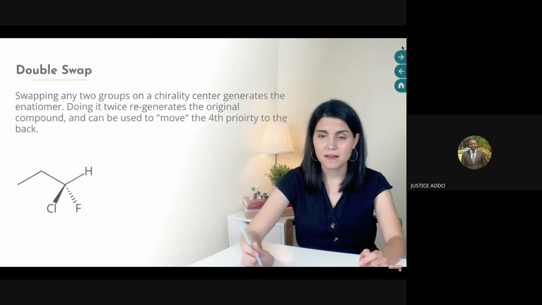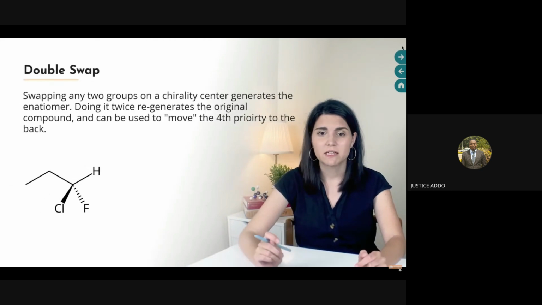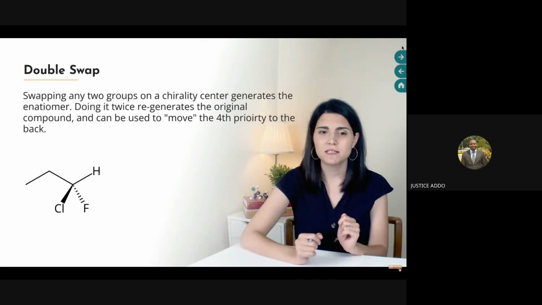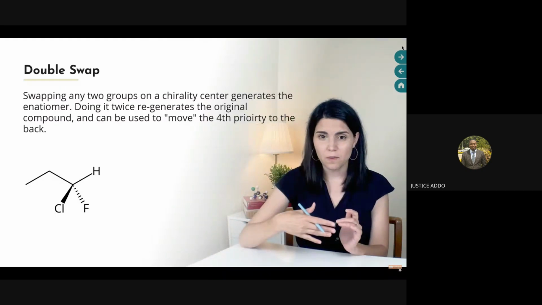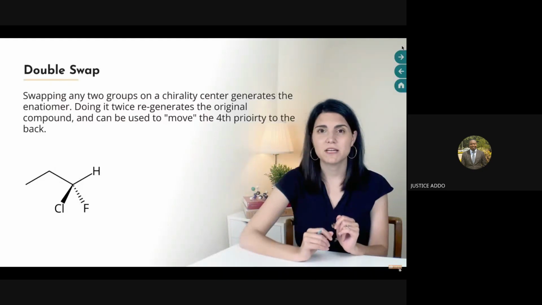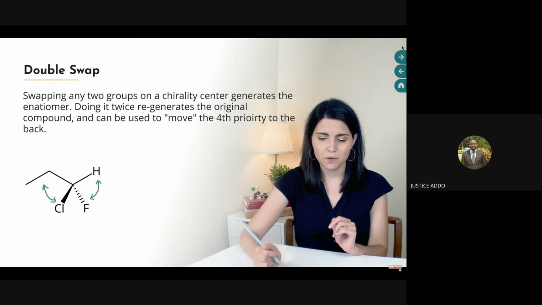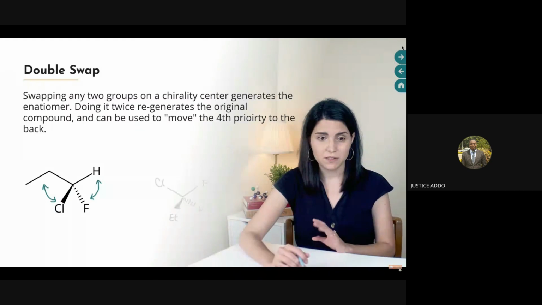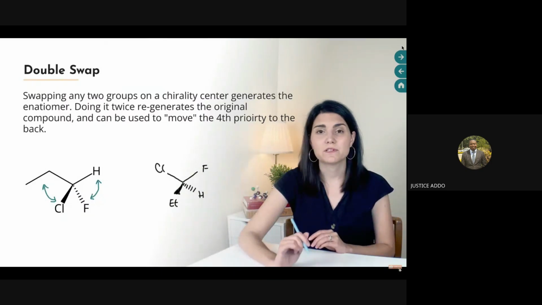Another possibility is using the double swap trick. Because swapping two groups on a chirality center generates the enantiomer, doing a second swap will regenerate the original molecule. And you can use this to your advantage to get the fourth priority group pointing away from you on a dashed bond. In this example, we're going to swap the hydrogen and the fluorine, and also swap the ethyl and the chlorine. So these two are drawn in different perspectives, but they are the same molecule.